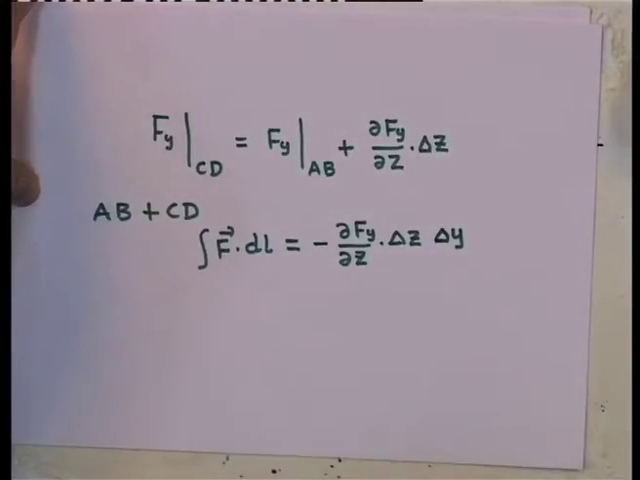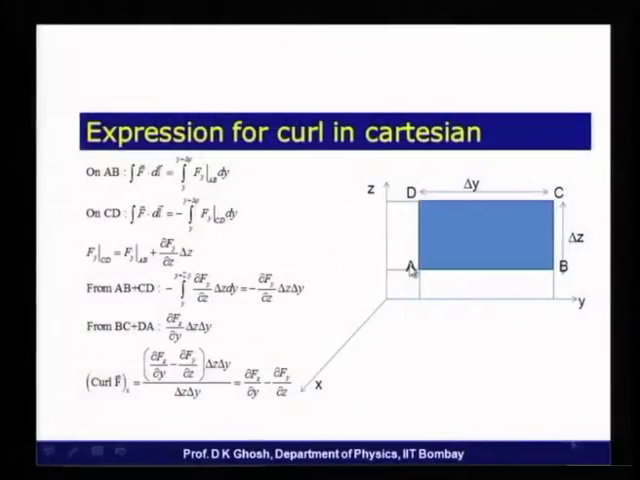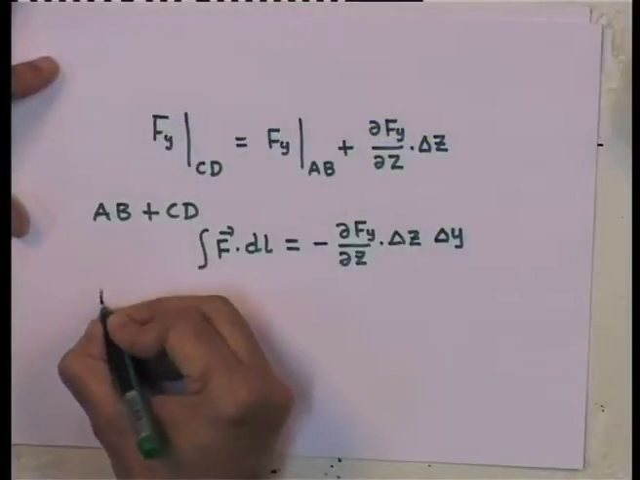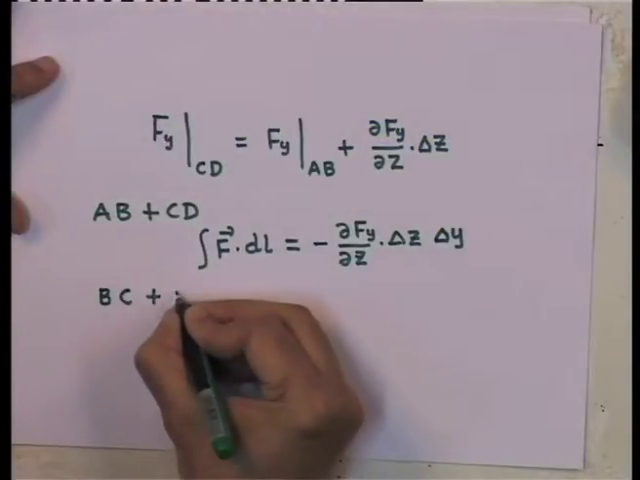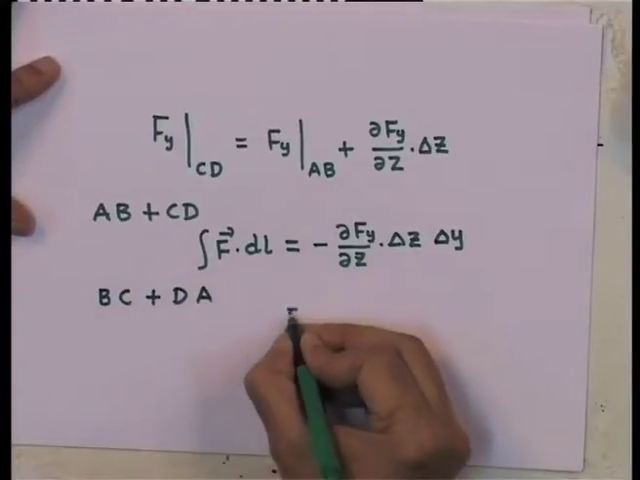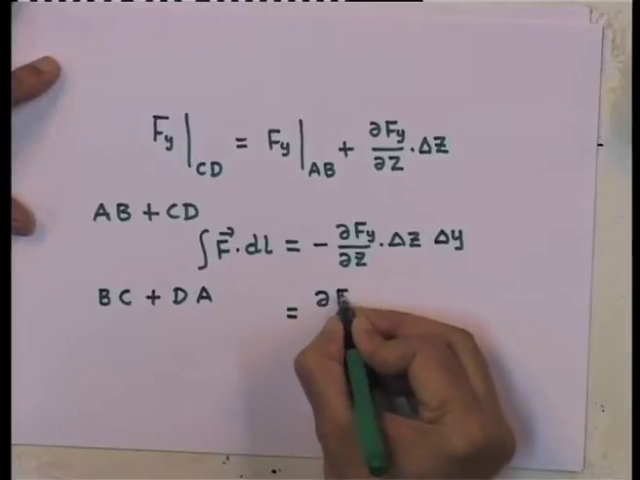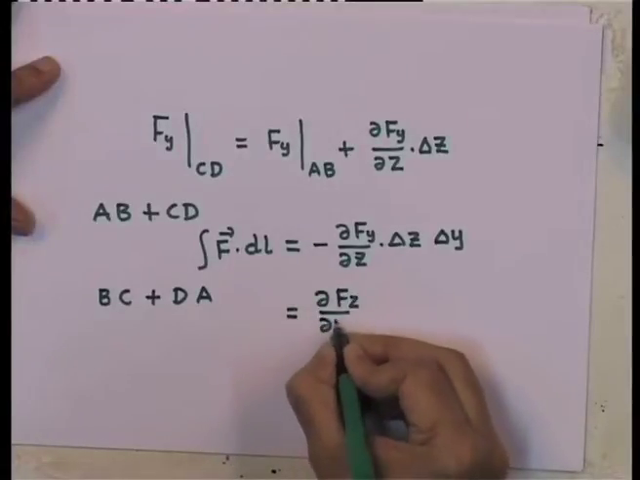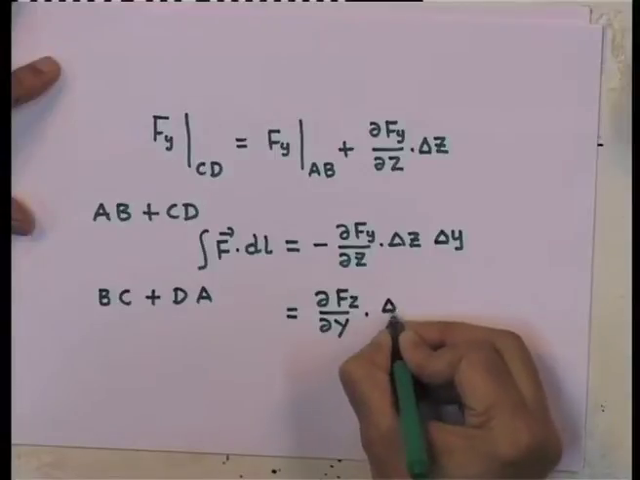Now, I can repeat a similar calculation for B C and D A, and notice the difference here is that B C and D A differ by their y coordinate, and similarly I will get the contribution from B C plus D A. This will be given by delta f z by delta y into delta y delta z.